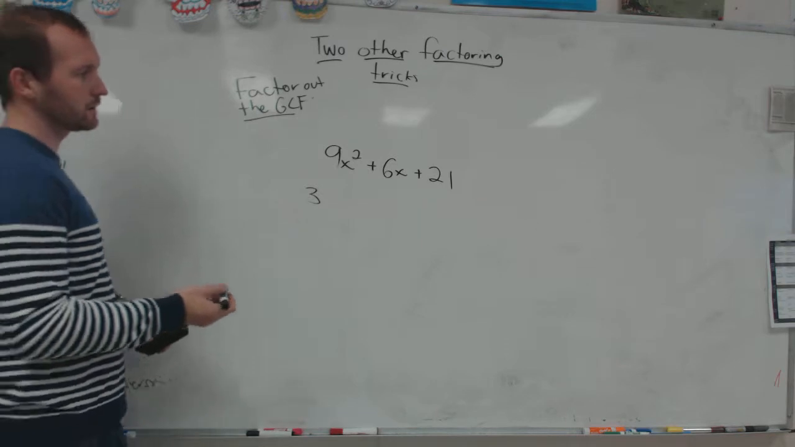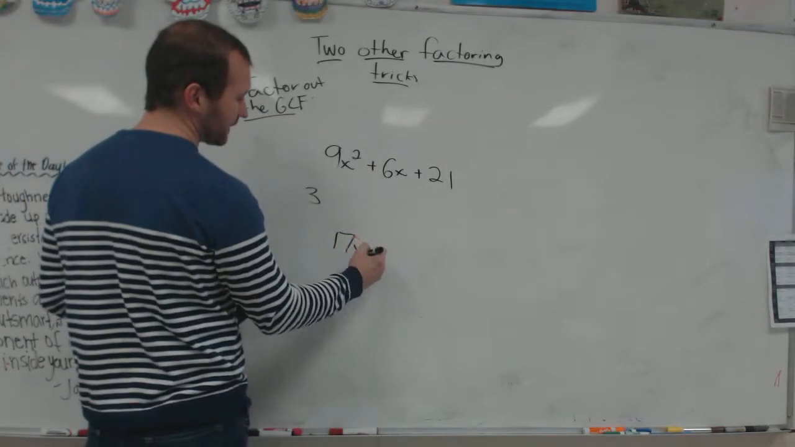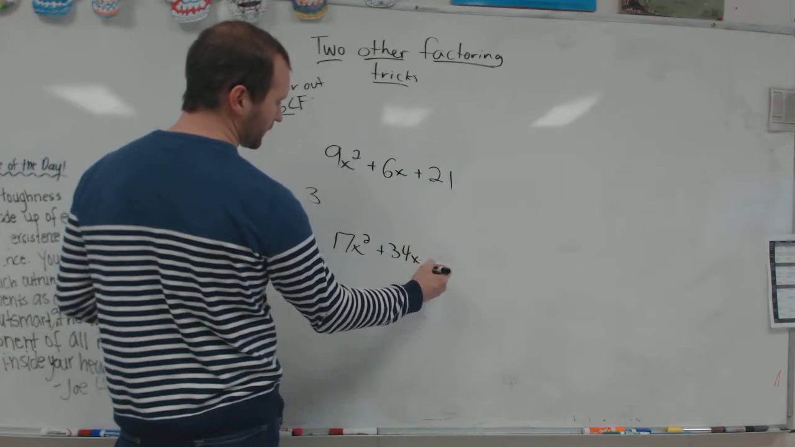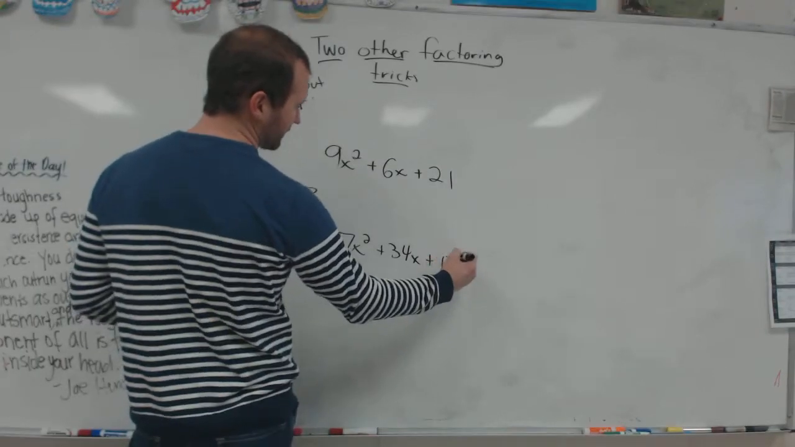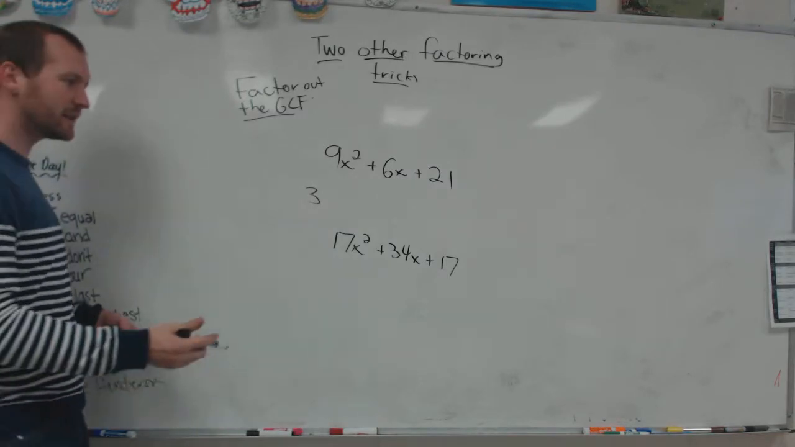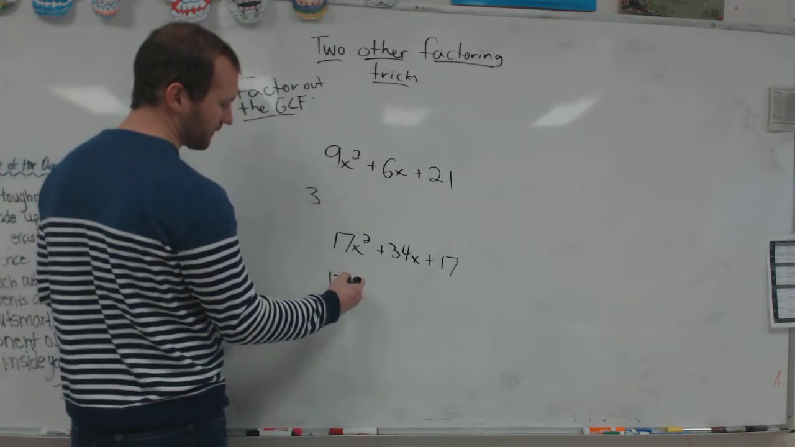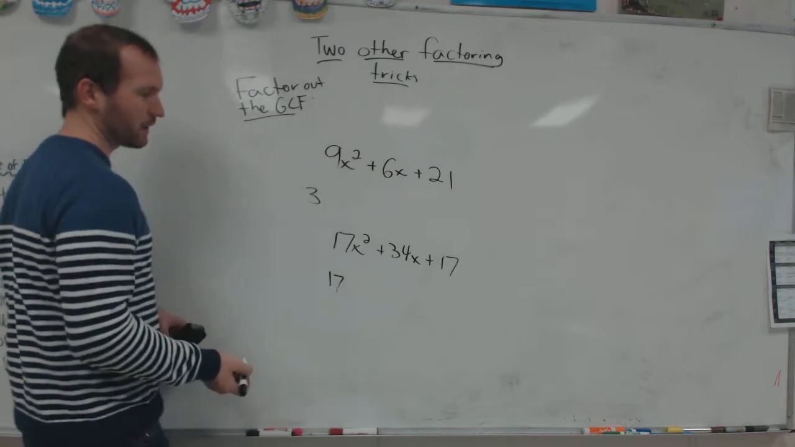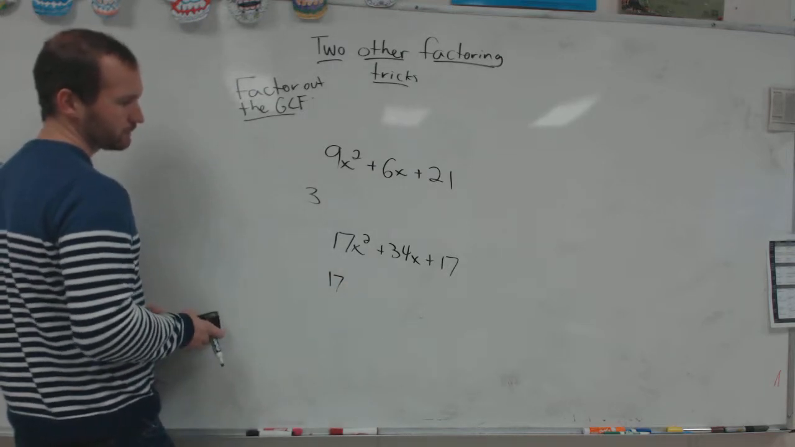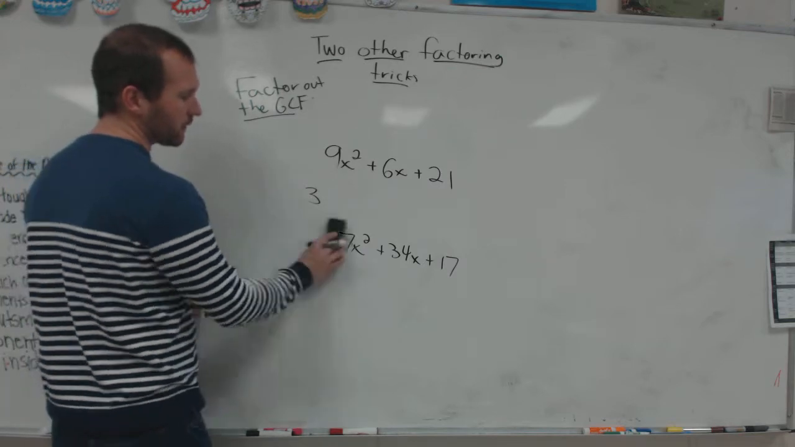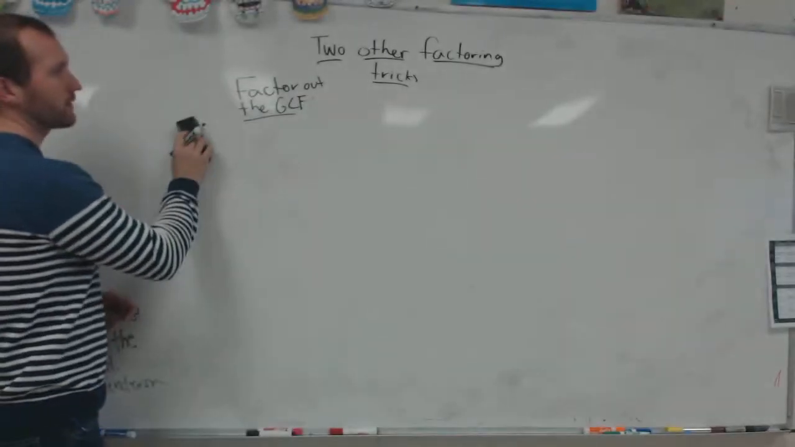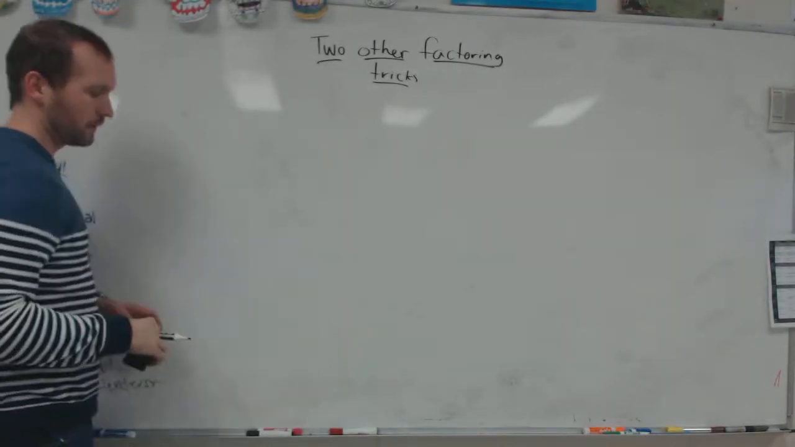What if you had 17x squared plus 34x plus 17? What can you factor out there? The 17, right? So we'd have 17 times x squared plus 2x plus 1. So look for whatever you think you might be able to factor out. Factor out the GCF.